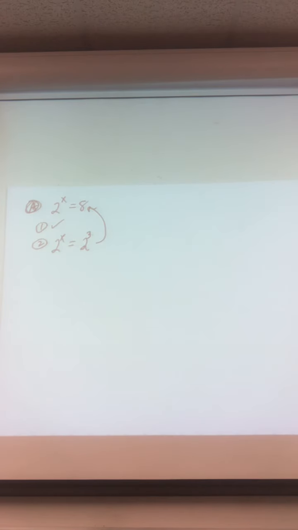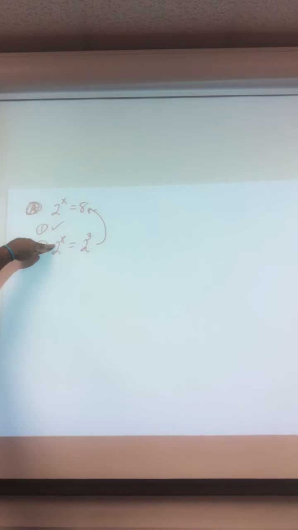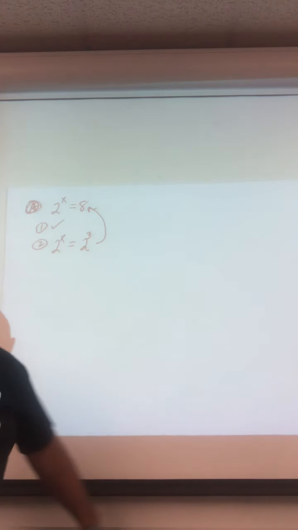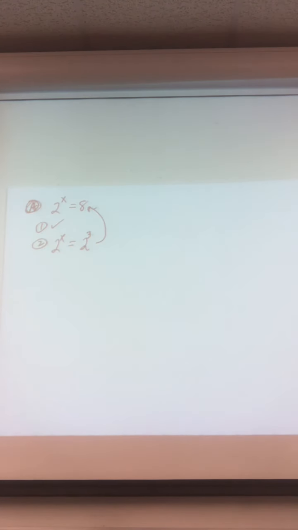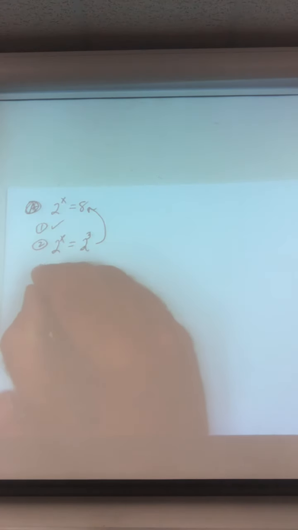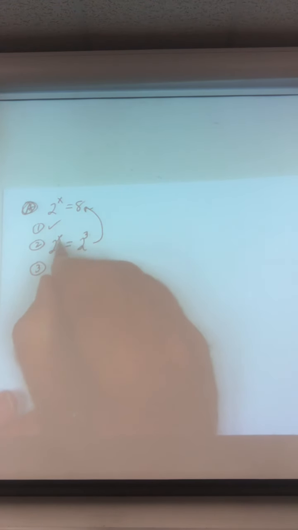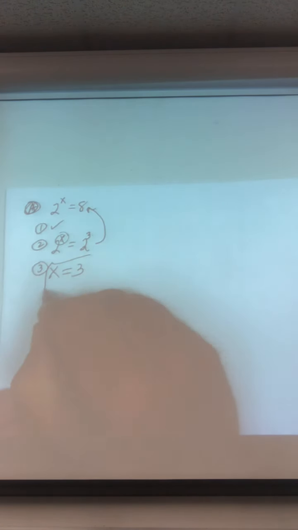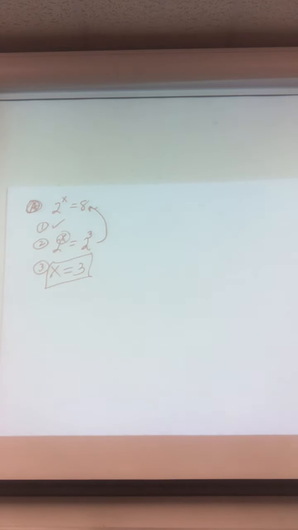Now, have I changed this problem? No. I've changed the way it looks, but what's on the left side is still the same. What's on the right side is still the same. But the bases are now the same. Step 3. Set the exponents equal to each other. So now set this exponent equal to that exponent, and it is solved. And we knew that answer was going to be 3.